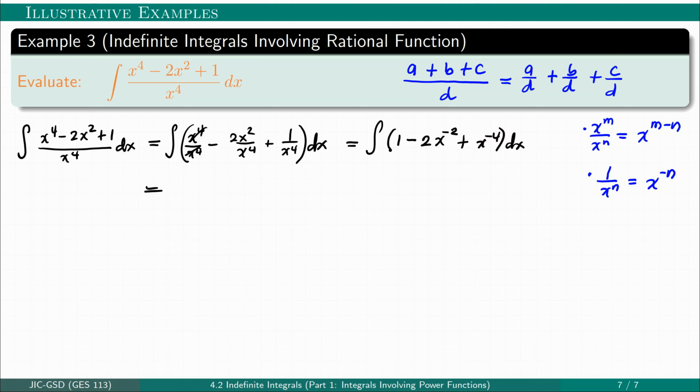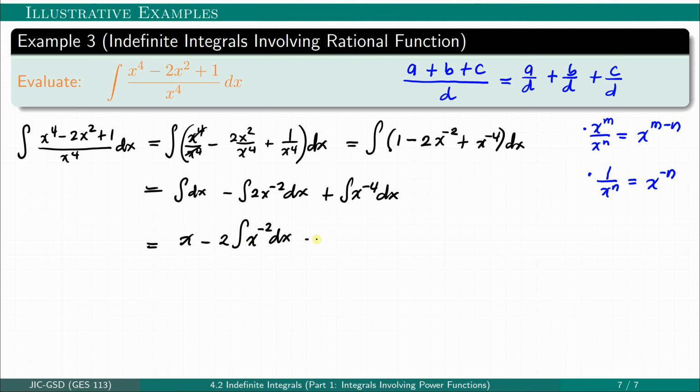Now, we can rewrite this one as 3 integrals. So this will be the integral of 1 dx or just dx, minus the integral of 2x raised to minus 2 dx, plus the integral of x raised to minus 4 dx. Now, the integral of dx is just x, minus, the 2 can go outside. So this will be the integral of x raised to minus 2 dx plus the integral of x raised to minus 4 dx.